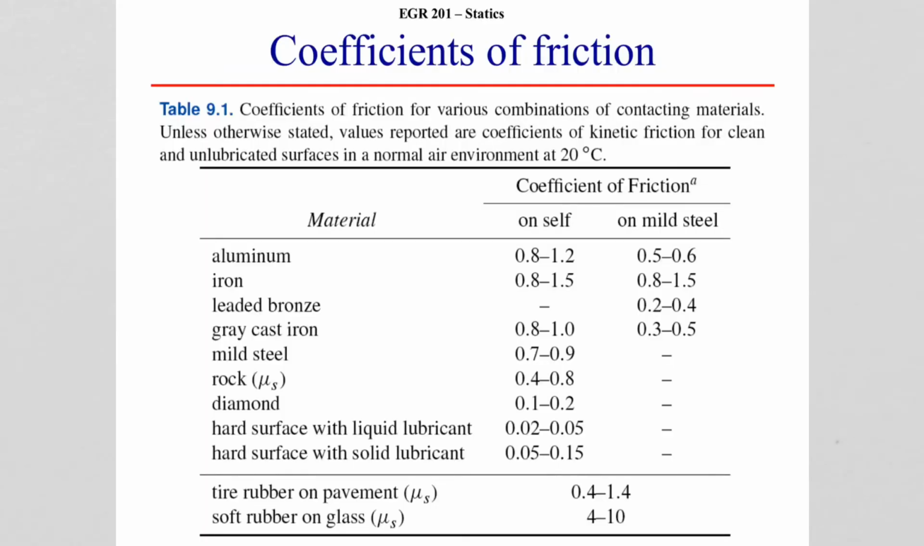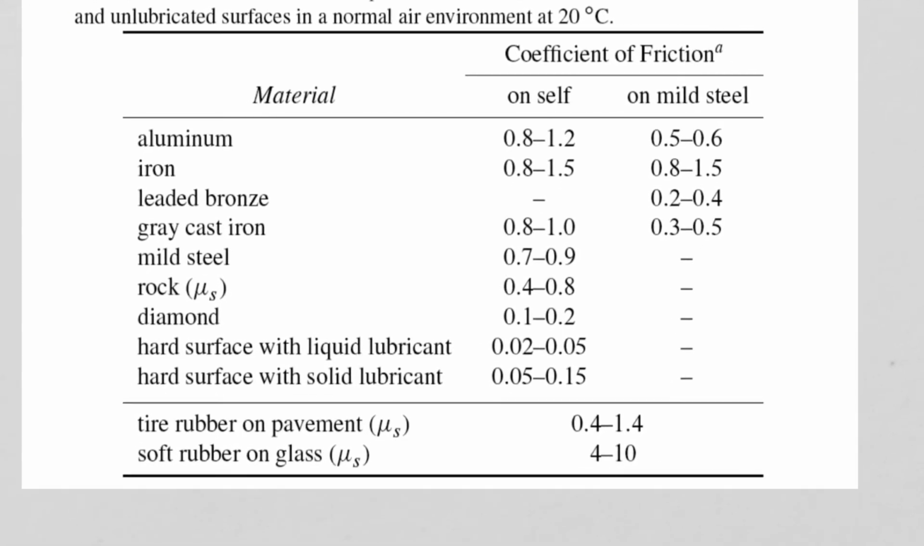If you go online or look in your book, you will find this particular table, 9.1 in our book, with a number of coefficients of friction given to us. This is looking at aluminum, and aluminum itself has a range of coefficients of friction. It could be aluminum on steel, and so on and so forth. So these are all based either on themselves or compared with steel.